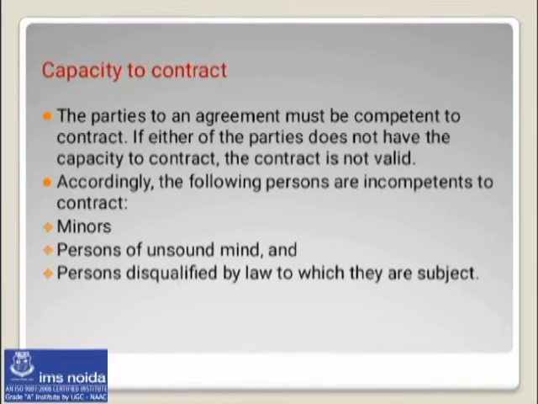Accordingly, the following persons are incompetent to contract: minors, persons of unsound mind, and persons who are disqualified by law to which they are subject. Okay, so this is very important. An agreement with a minor is void.